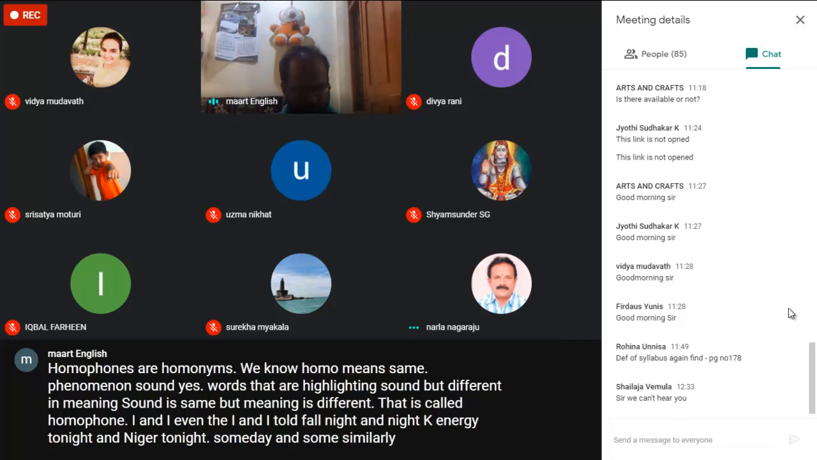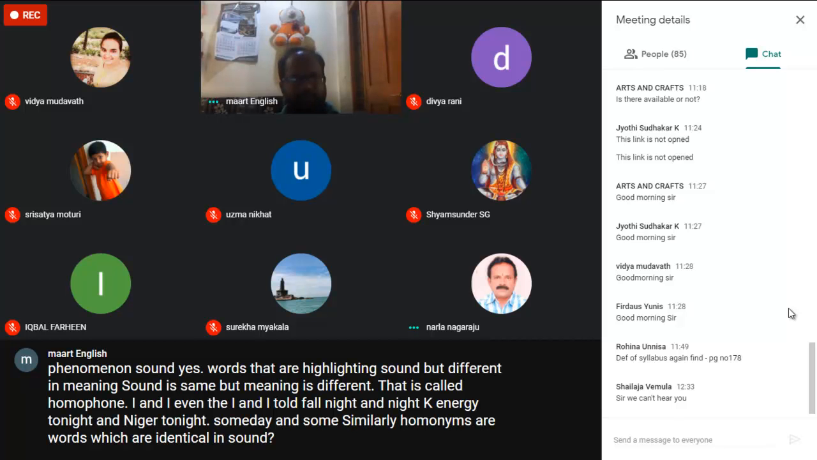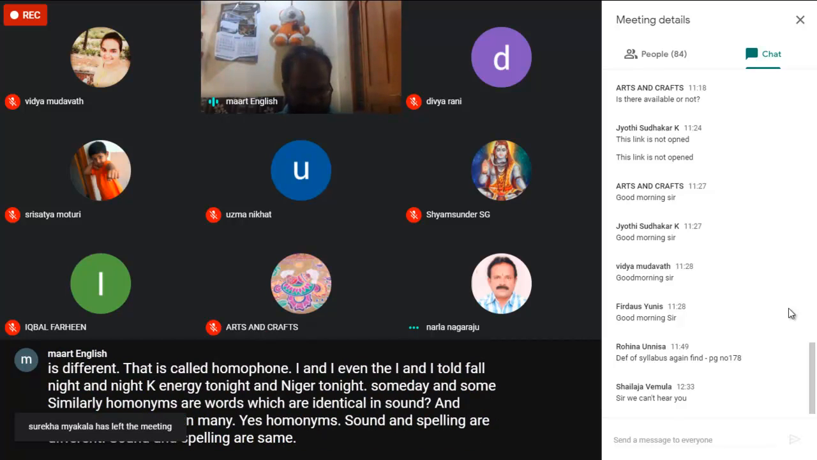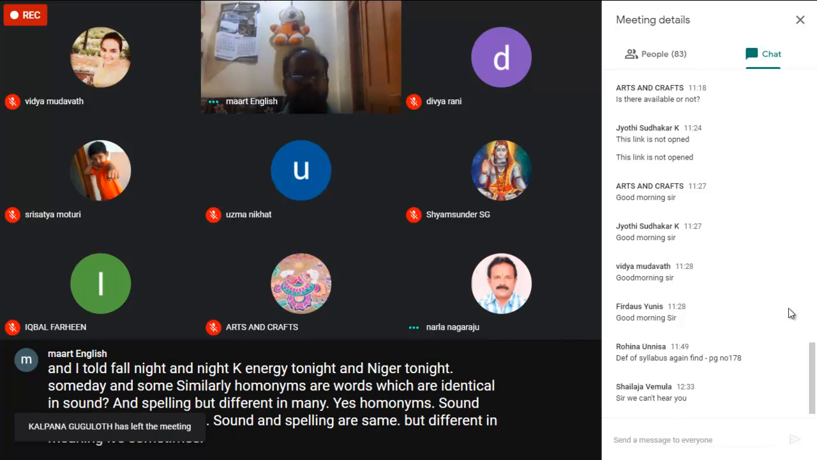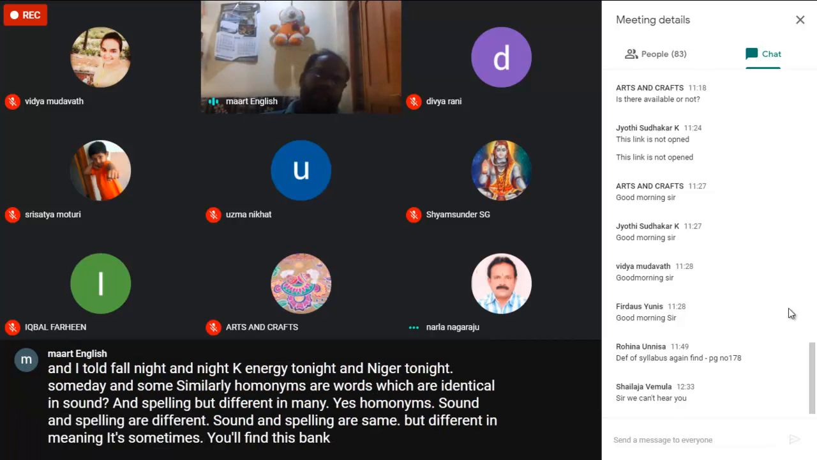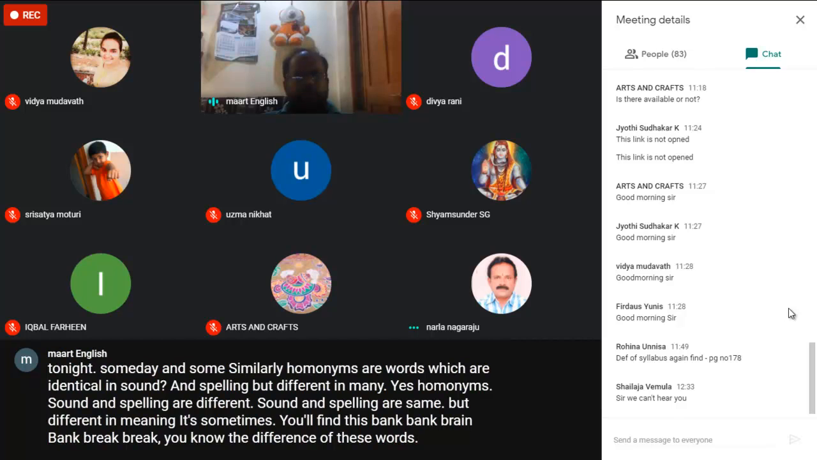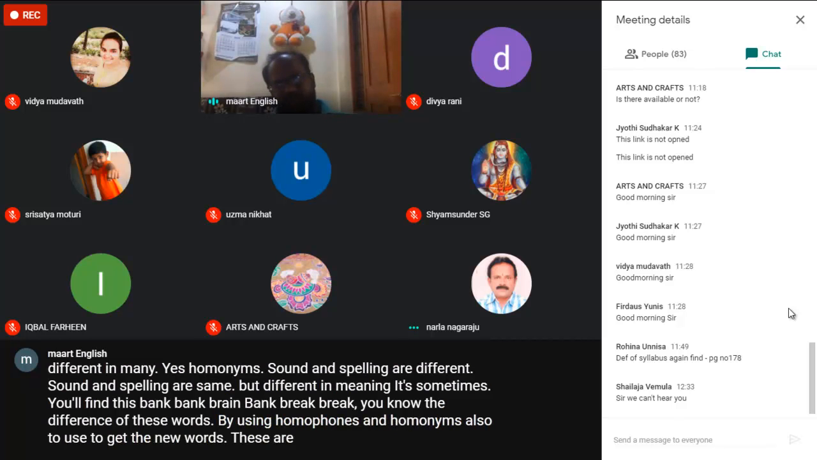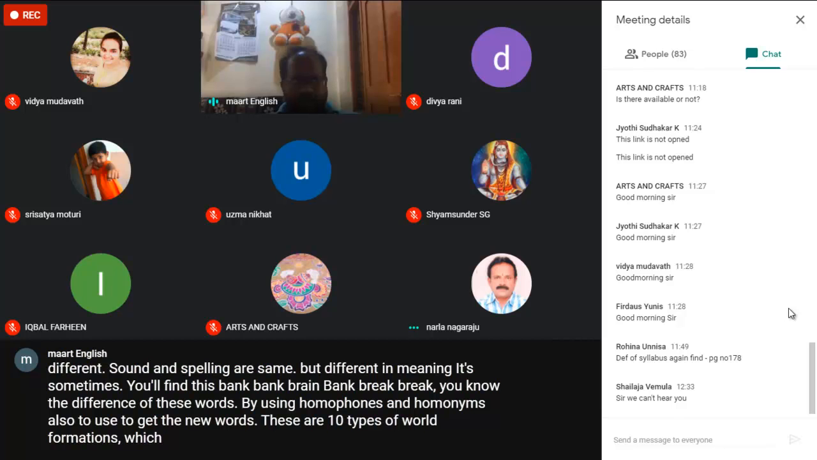Similarly, homonyms are words which are identical in sound and spelling but different in meaning. The sound and spelling are the same but the meaning is different. Sometimes we find this: bank, bank, break, break. We know the difference between these words. By using homophones and homonyms also, we get new words. These are the 10 types of word formation which we see in English. With this, we conclude this topic, phonology.